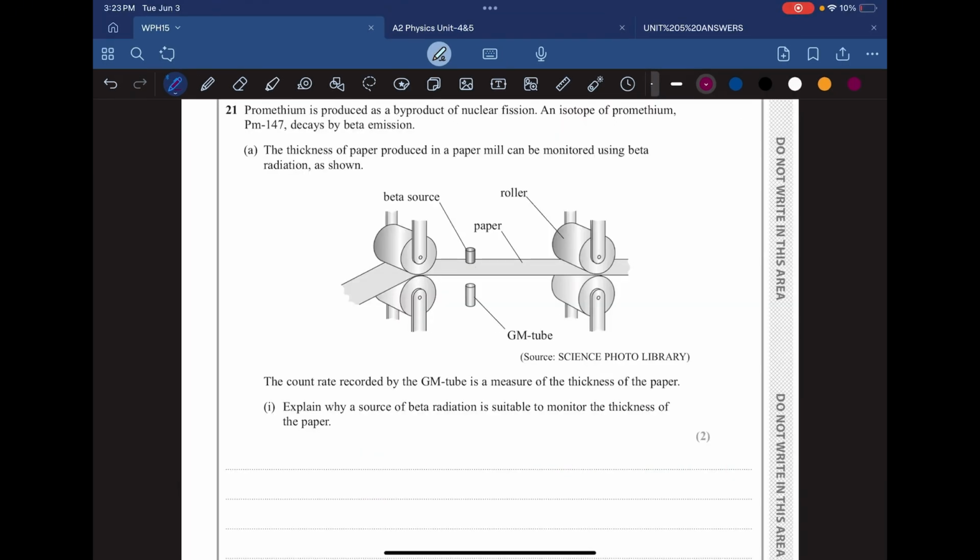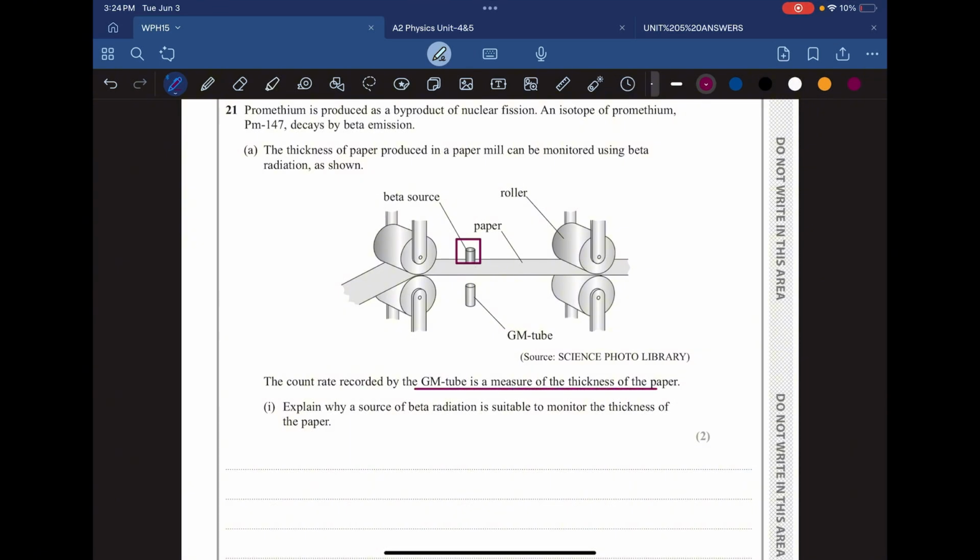Alright, so let's solve the last question of this paper. It says promethium is produced as a byproduct of nuclear fission. An isotope of promethium, PM147, decays by beta emission. The thickness of paper produced in a paper mill can be monitored using beta radiation. So basically they will monitor the thickness of the paper, which may change. The count rate recorded by the GM tube is a measure of the thickness of the paper. So the thickness of the paper will be varied.